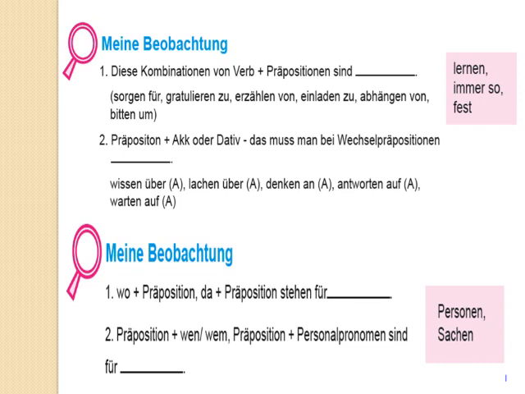Dann wo plus Präposition, da plus Präposition stehen für Sachen. Und Präposition plus wen oder wem, Präposition plus Personalpronomen sind für Personen. Richtig. Sehr gut. Ich hoffe, Sie haben Verben mit festen Präpositionen und Präpositionaladverbien gut verstanden.